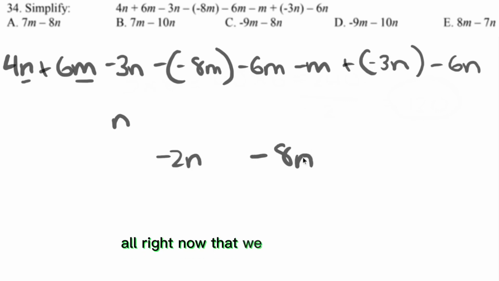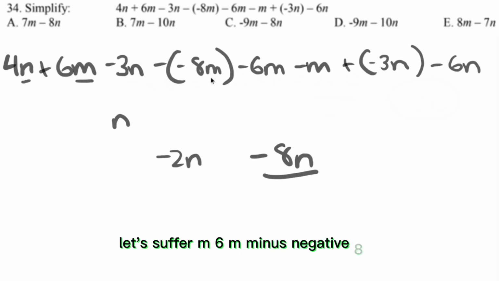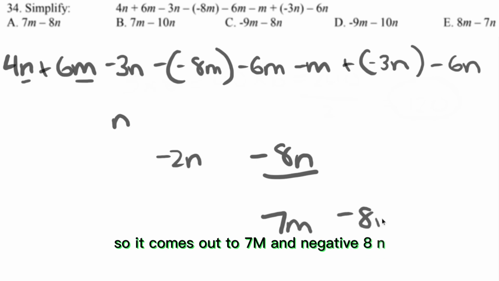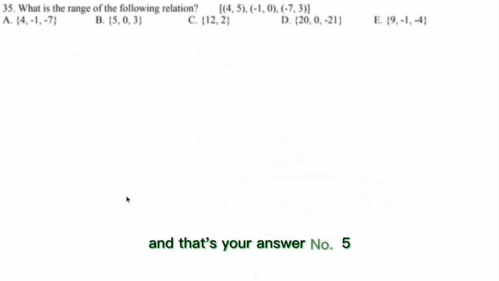Alright, now that we know what our n is, let's solve for our m. 6m minus negative 8m, which is just plus 8m, is 14m. 14m minus 6m is 8m. 8m minus m is 7m. So it comes out to 7m and negative 8n. And that's your answer.